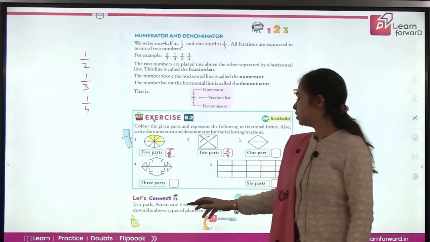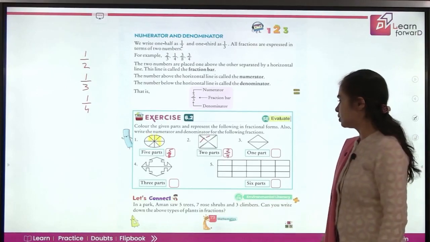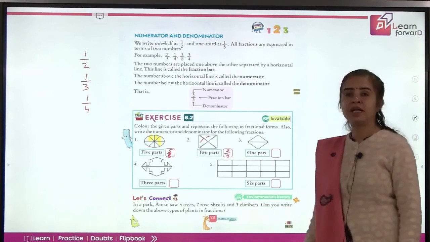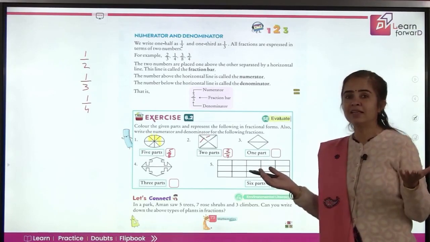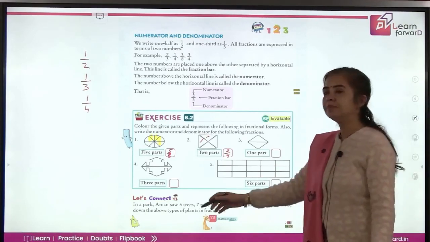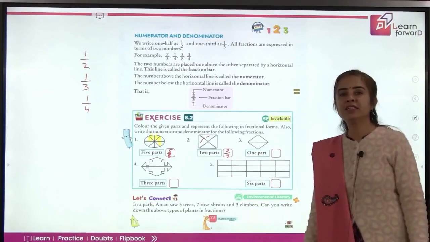In a park there are 5 trees, 7 rose shrubs and 3 climbers. Can you write down the above types of plants in fractions? So first you will see how many total plants there are. What is the total number? 5 plus 7 plus 3. That is how much? 15.